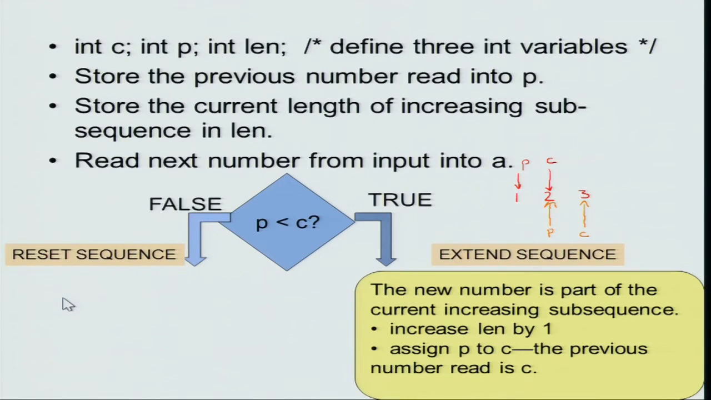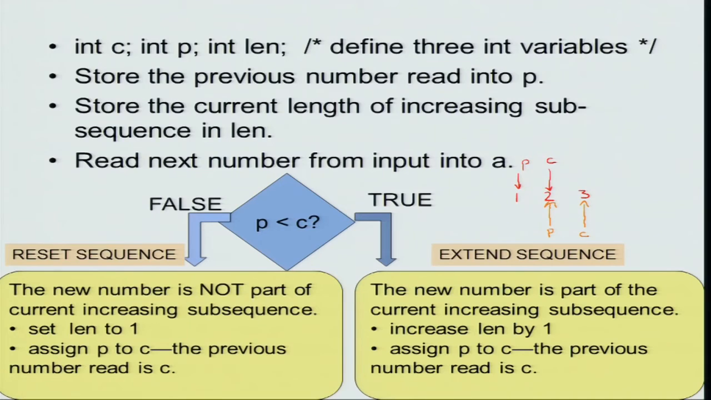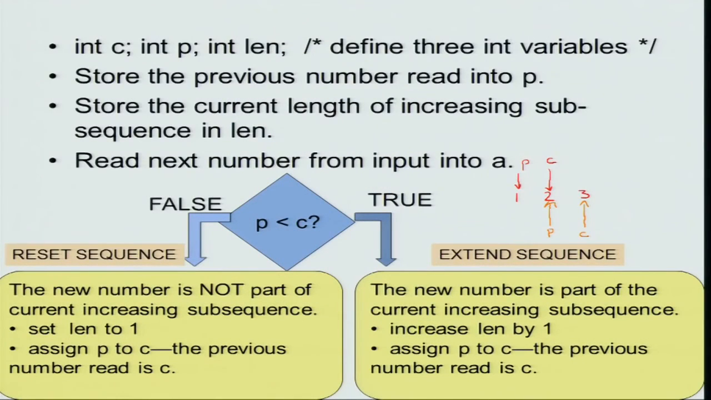Now what happens if C is greater than or equal to P? Okay. Then the new number is not part of the current increasing subsequence, so you start a new sequence which is of length 1, and again do the same, assign P to C, which is advancing the pointer, and read the next number. Okay. So here is the method that we will follow in order to keep track of the current increasing subsequence. Now what is left is to find the longest of all the increasing subsequences that we find.